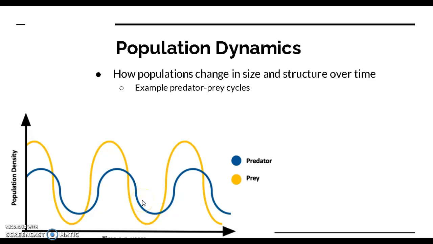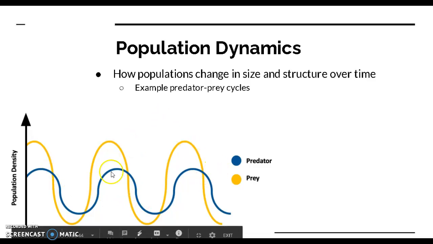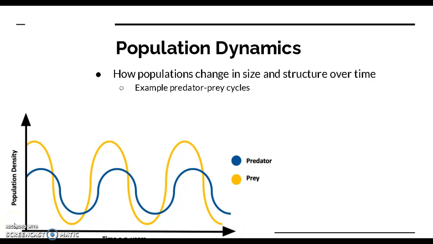This graph down here shows an example of a predator-prey cycle. What I would like you to do is, in the pop-up window, write what you notice or wonder about this pattern here in the graph. What do you notice about the predators and the prey? Or wonder about the predators and the prey?